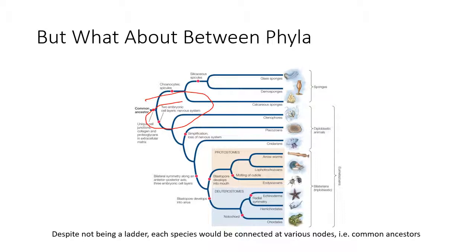And then going on and so forth, everything beyond this point has bilateral symmetry along this axis, and three embryonic cell layers. The blastopore develops into an anus in deuterostomes here, and then protostomes here, and then of course everything with a notochord falls into this little category.